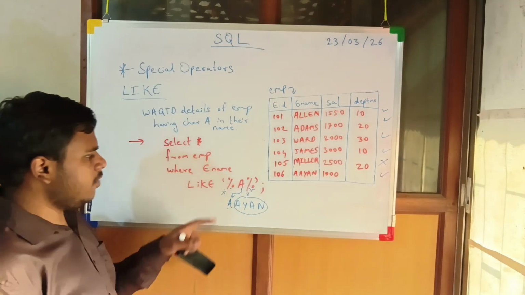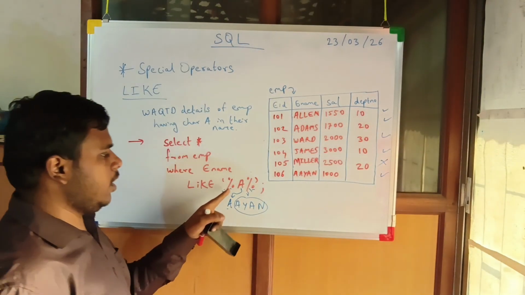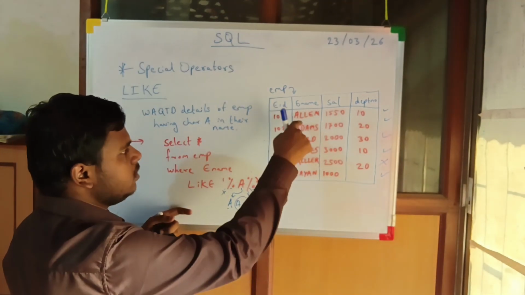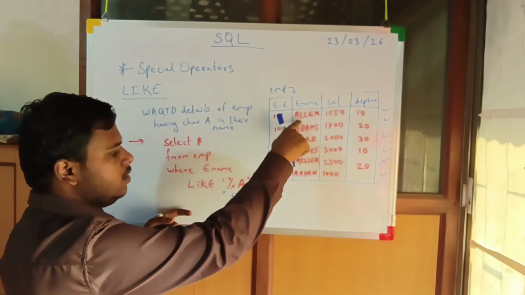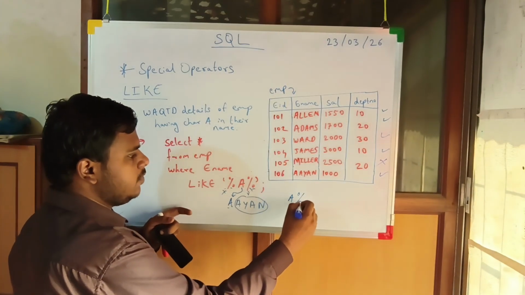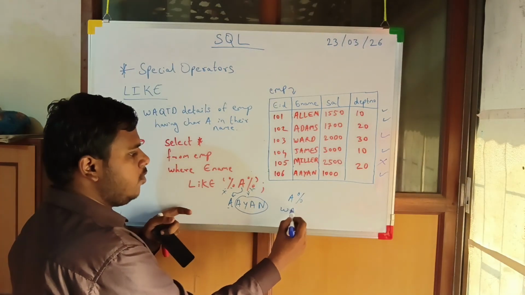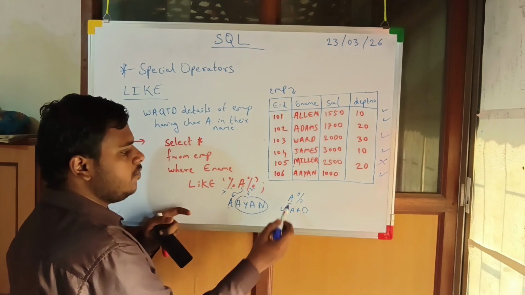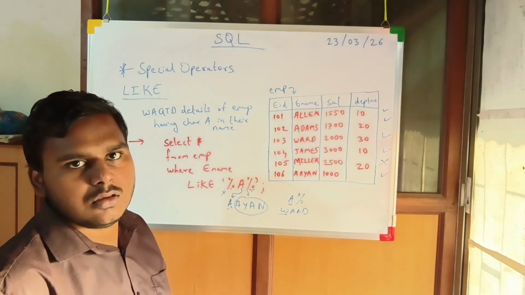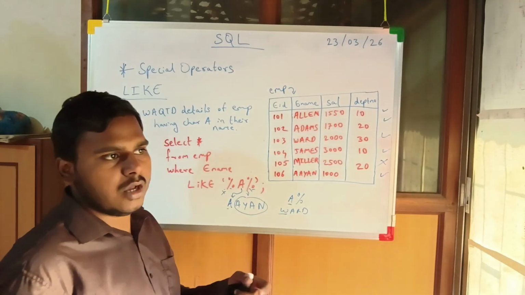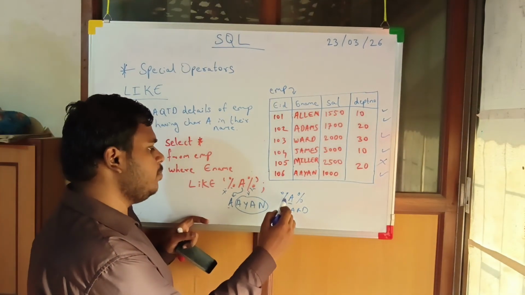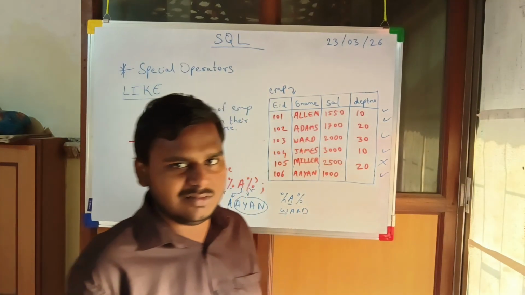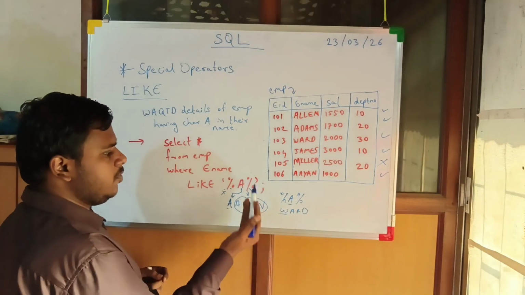But sir, now a question might come, why percentage before and after A? See, sometimes when you look at the question, some names start with A in the beginning only. If I write A percentage for the beginning, it's okay, but for a name like Ward, the A is not the first letter, W is the first letter here. I need to select Ward also, so I should accept W also. For accepting that, we need percentage here. After A also there might be some characters, I need to accept those also. That's why we are writing percentage before A and after A.